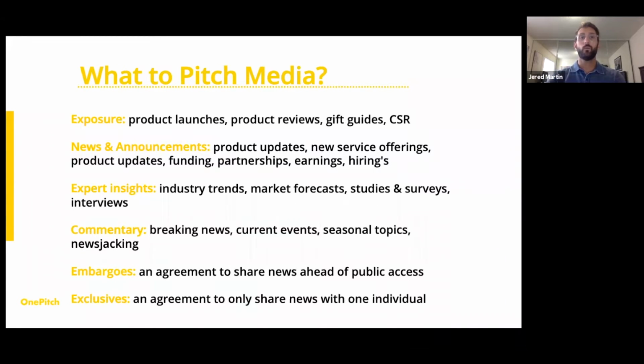So let's talk a little bit about what to pitch media. I know on the previous slide I had mentioned those three components, and here are some of those broken down in more detail. I had mentioned exposure as one of those, and again, that's about putting some information on a journalist's radar. And here are some examples of pitches related to exposure. Maybe it's a product launch, maybe it's a product review or a gift guide. A lot of times you'll see the top 5 best tools, or the 5 things that you should buy mom for Mother's Day. Those are all related to product reviews and gift guides.